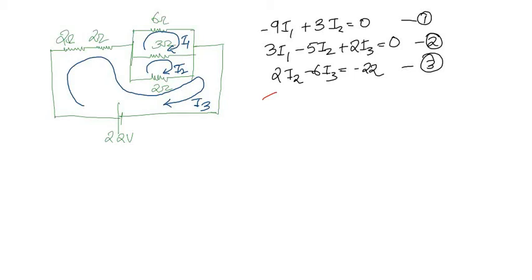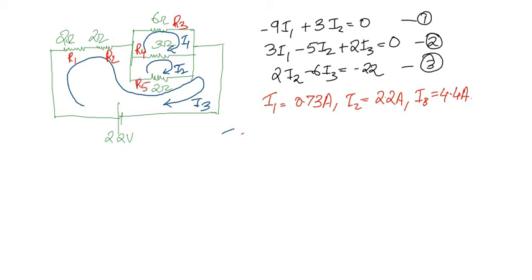Solving these equations, I will be getting I1 equal to 0.73 ampere, I2 equal to 2.2 ampere, and I3 equal to 4.4 ampere. Okay, so now I can find the current through all these resistors. The current through the first 2 ohm resistor will be I3. I am taking the first 2 ohm resistor as R1, this as R2, this as R3, R4, R5.